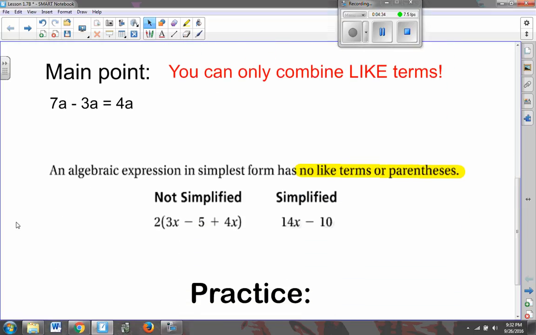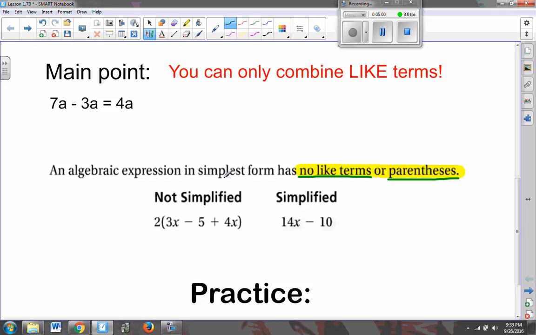When we talk about simplifying an expression, which really is what our practice problems are about, we need to make sure that the expression has no 2 terms that are alike, meaning no 2 terms that both are just an x, or no 2 terms that are both just numbers, or something like that. And it also can't have parentheses. So when we simplify, not only do we have to distribute, but we have to combine like terms as well.